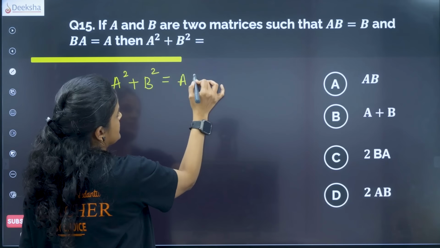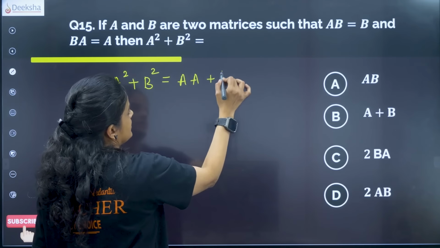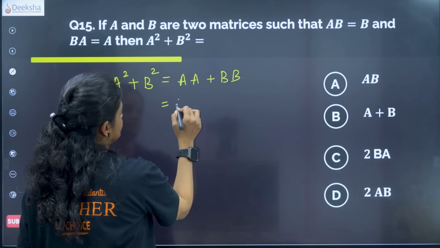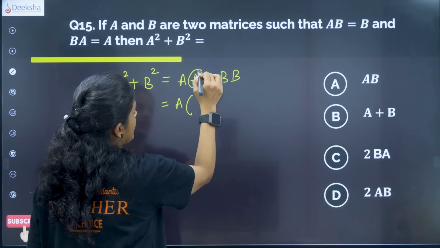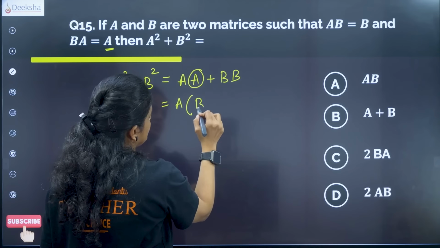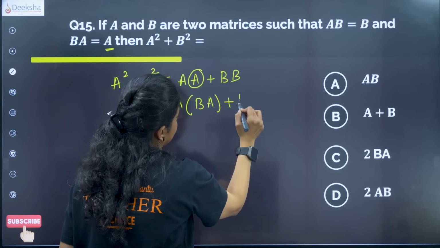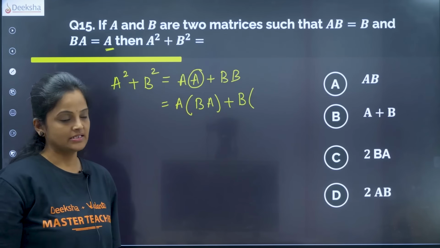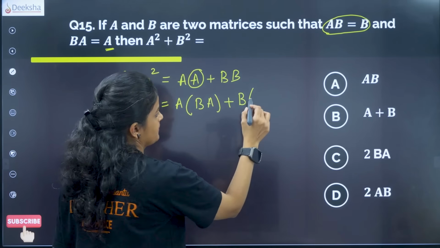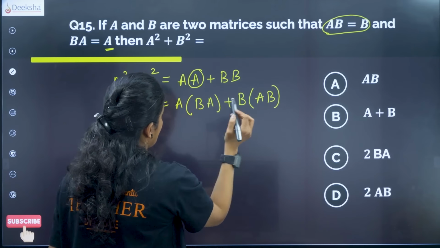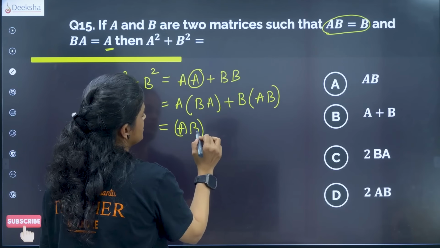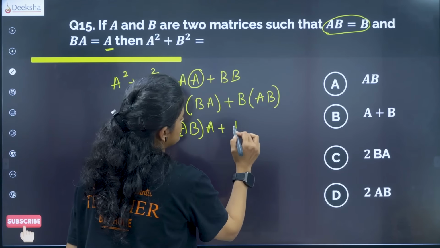A square can be written as A into A, B square we write it as B into B. One A you keep as it is. For the other A I am using the condition given for A, that is B into A, plus one B you keep as it is, the other B you take from the data given, AB. Now what we are going to do? Yes, changing the bracket using the associative property.